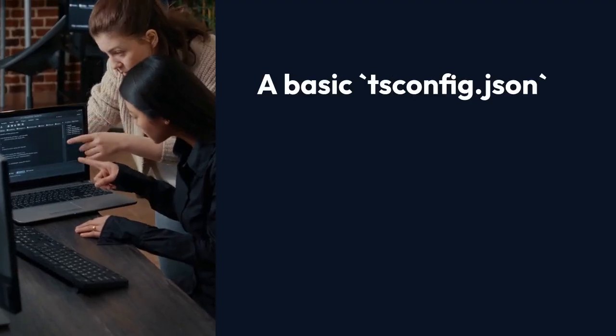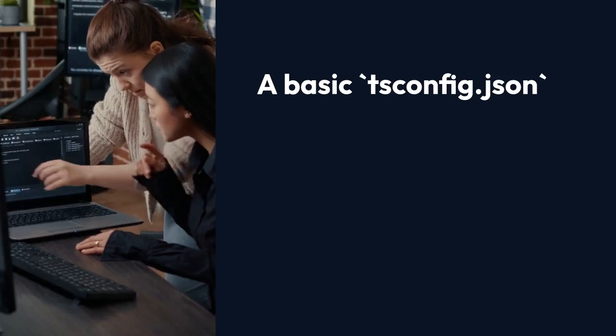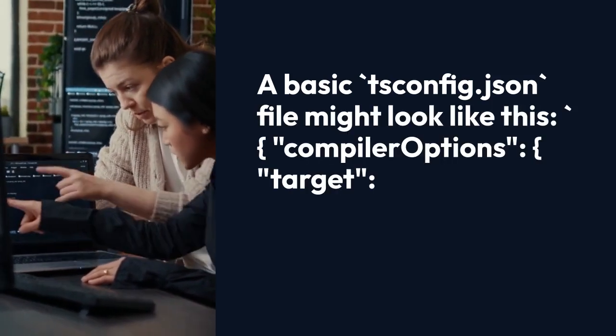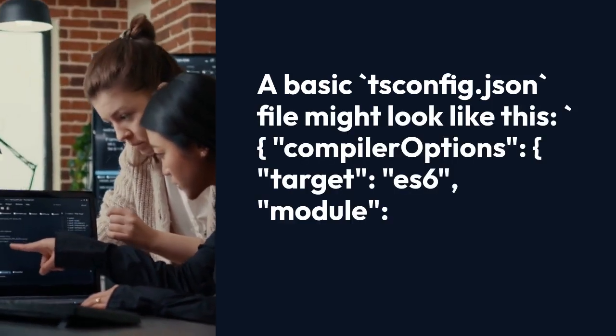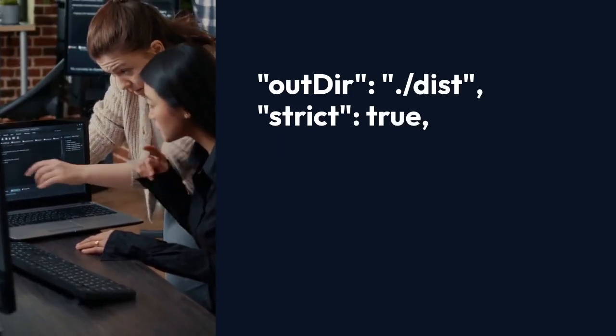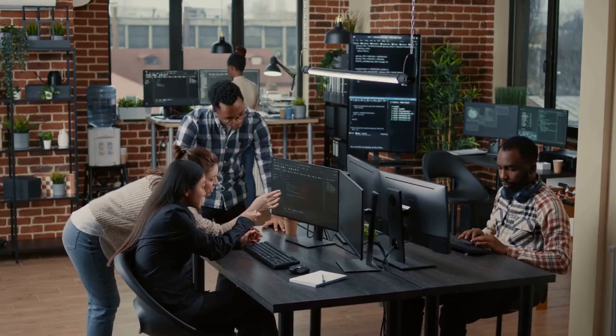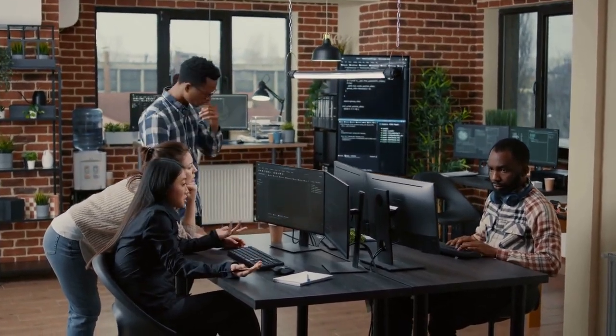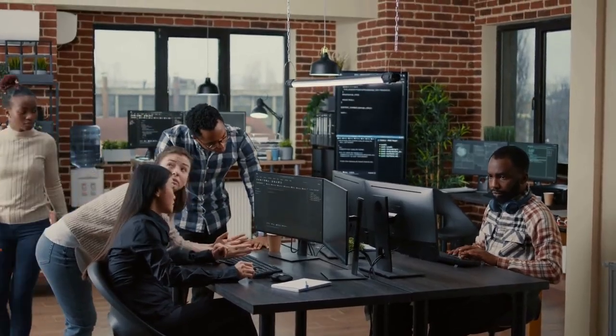A basic tsconfig.json file might look like this. Compiler options: target, ES6, module, CommonJS, outDir, ./dist, strict, true, esModuleInterop, true. The outDir setting specifies where the compiled JavaScript files will be placed. In this case, a dist directory will be created.